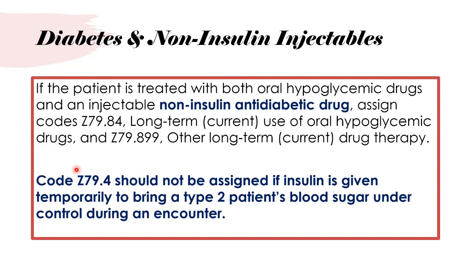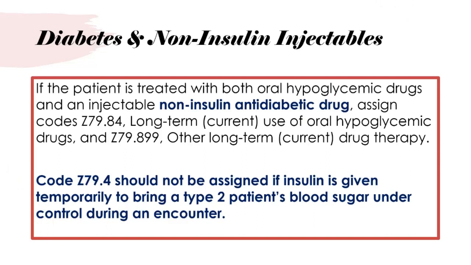Now, there is another reminder here that you can see in the bold blue, and it says that code Z79.4 should not be assigned if insulin is given temporarily. So if they're just giving the insulin to the patient while they are in the emergency room, that is not something you would want to code, okay? You would not want to code Z79.4 if they just gave it to them for that evening in the emergency room, because that's not long-term use. Z79.4 is for long-term use of insulin, okay?